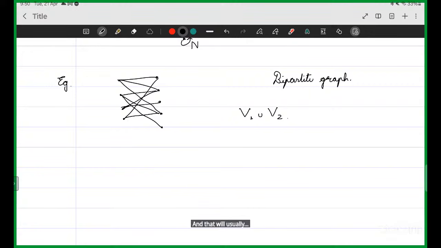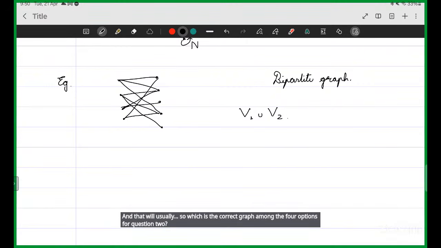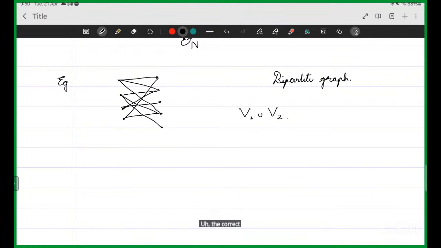Which is the correct graph among the four options for question 2? The correct one is the last option, 3. Last option. So I would start with the vertex with degree 4, either of them.